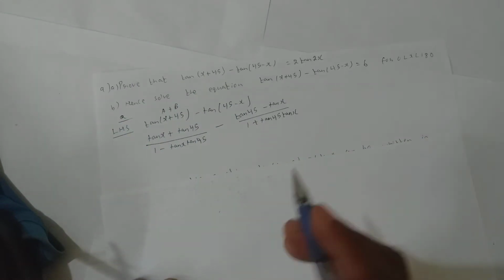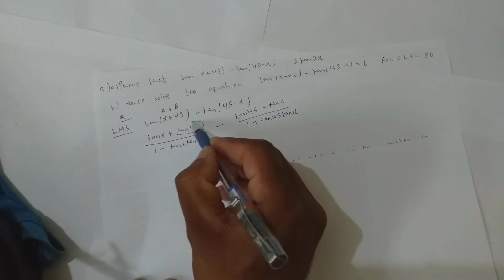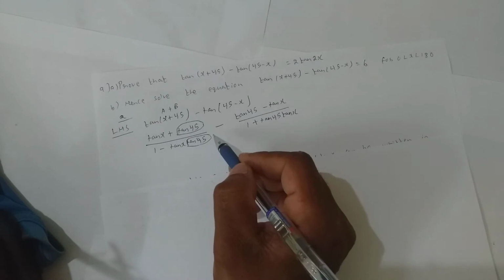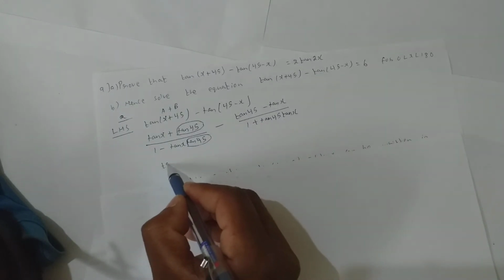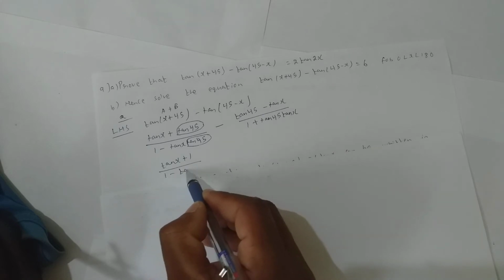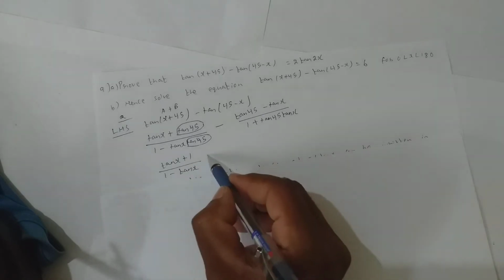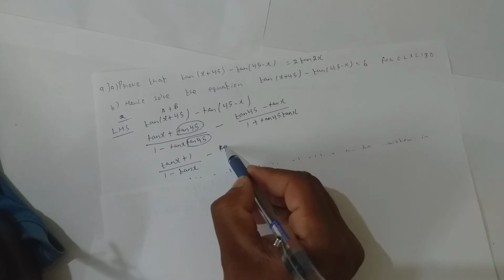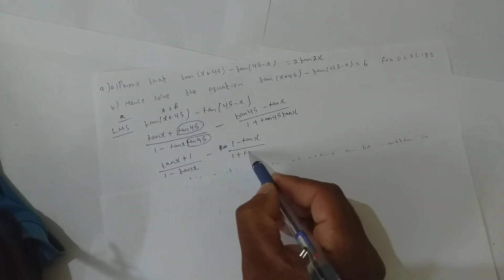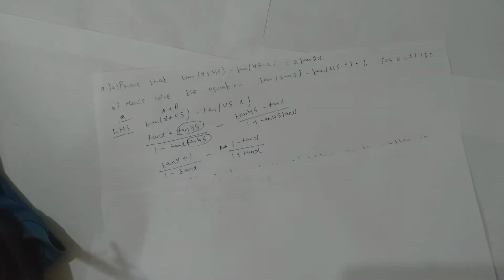Next, what I should already know is tan 45 is 1. So wherever it is tan 45, replace it by 1. So what do I get? (tan x + 1) / (1 - 1 times tan x) minus (1 - tan x) / (1 + tan x). Clear?